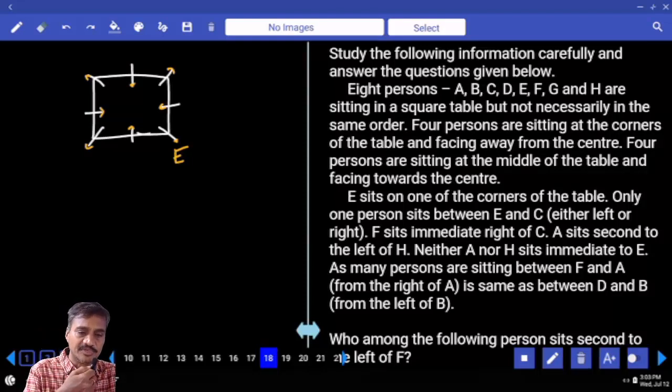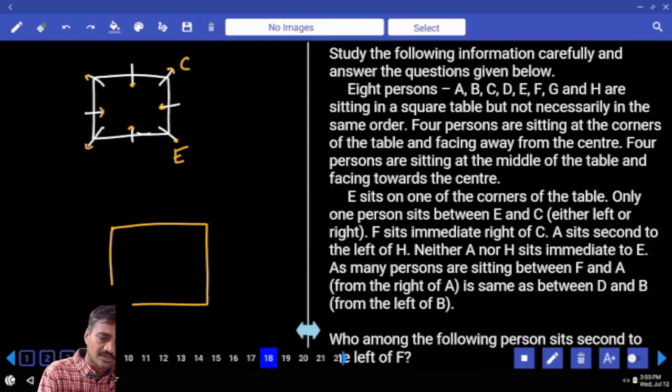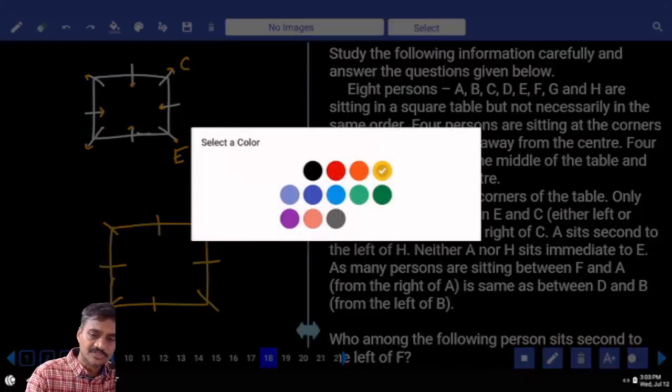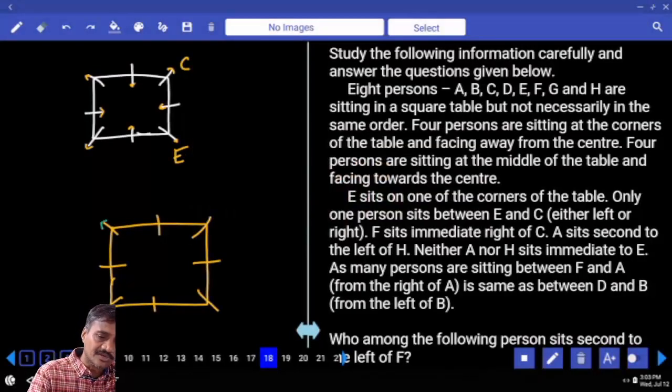And only one person between E and C. One person between E and C, how many possibilities? 2 possibilities. Whether C can be on the left hand side or the right hand side. Now there is a second possibility, hence we are writing the second possibility here. Then in this case, the persons at the corners face away from the center and the middles face towards the center. Now here E at this place, now C is here.